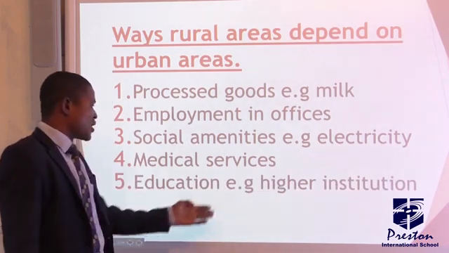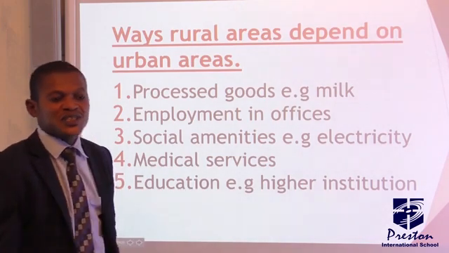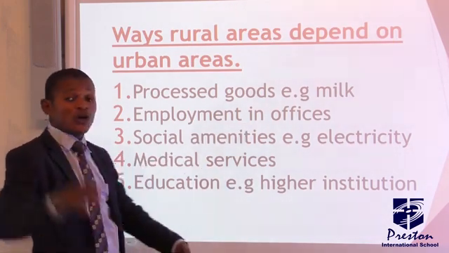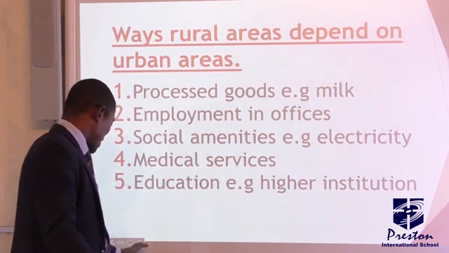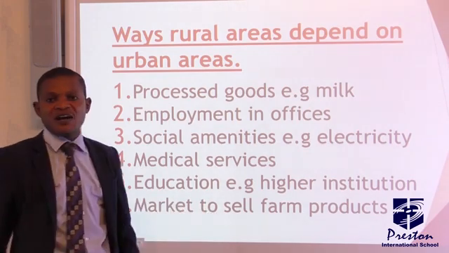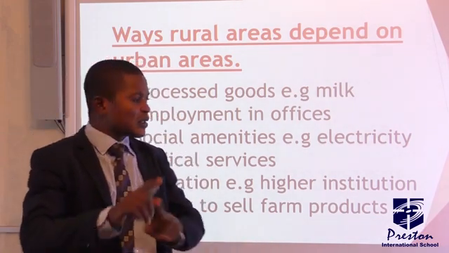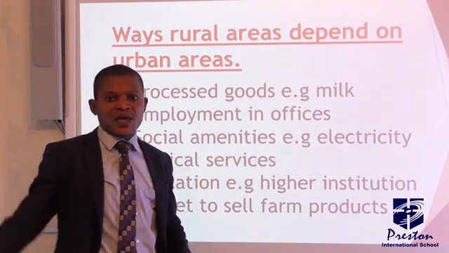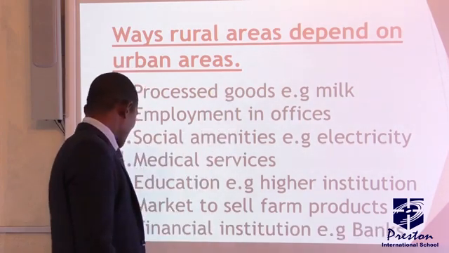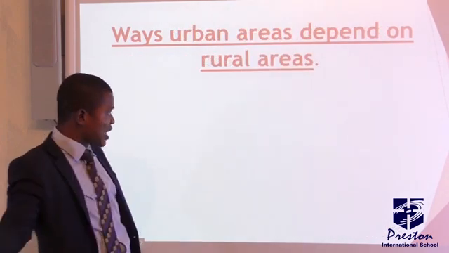Look at number five, education, higher education in particular. You can't find a university in a village. So the rural area depends on the urban area for higher institutions of learning, that is universities and colleges of education. Then we talk of markets to sell their farm products. The yam they are producing in the village, they don't consume all of it there, so it is consumed in urban areas. And financial institutions, banks, are found in urban areas. The rural area depends on them.